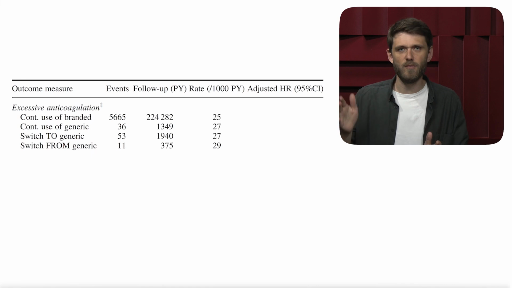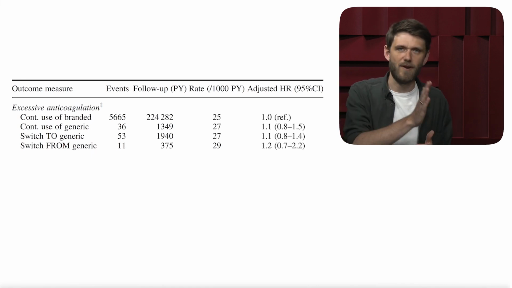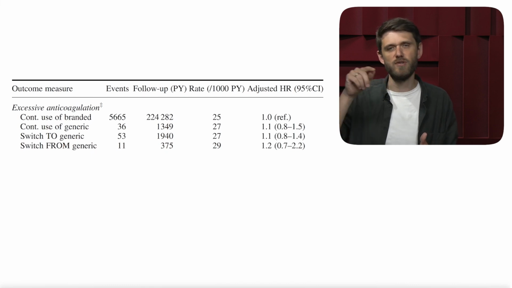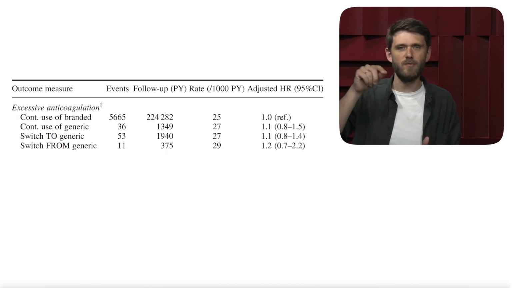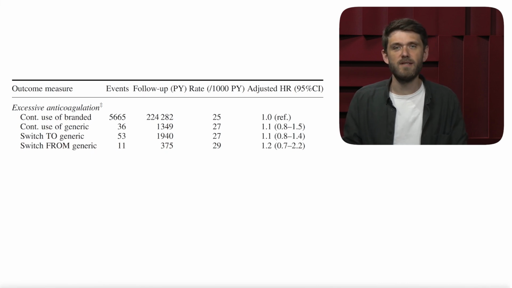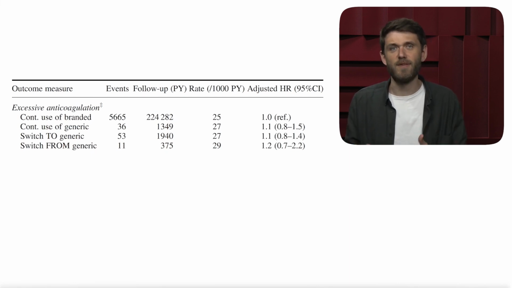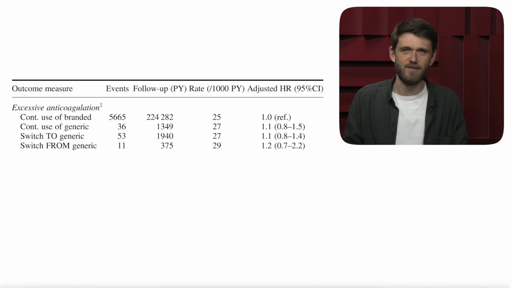So within these 4 buckets, we had a rate of events, and using the continuous use of the branded as a reference, we divided, for instance, the switch to generic, the rate of 27, with the rate of 25, yielding an incidence rate ratio of 1.4. Here it's denoted as a hazard ratio because we used a Cox model, which is slightly different mathematically, but yields a very similar result.